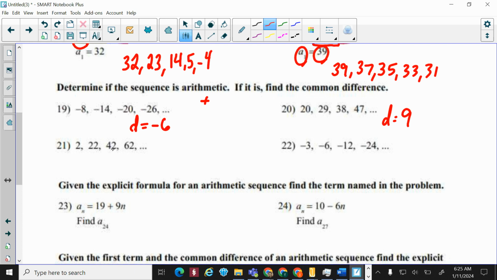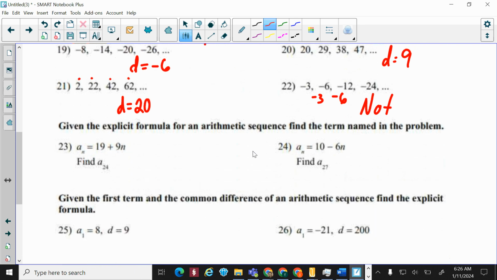If you look at question 21, you are increasing by 20. D is equal to 20 because you're at 2, now 22, now 42, now 62. For question number 22, you're at -3 and now you're at -6, now you're at -12. You're not subtracting consistently, so this is not arithmetic. So no.